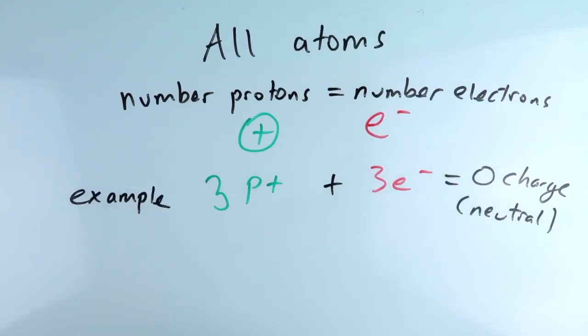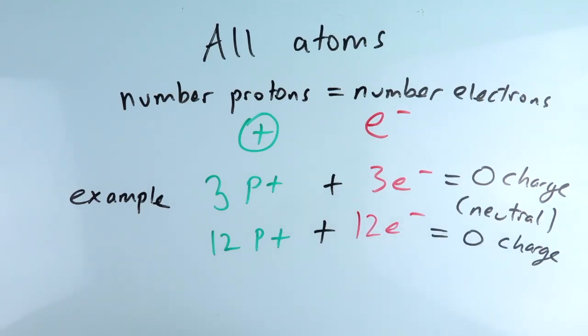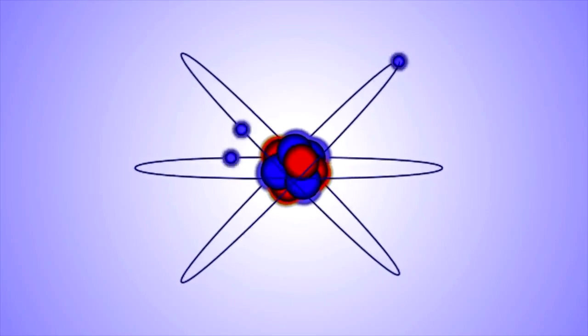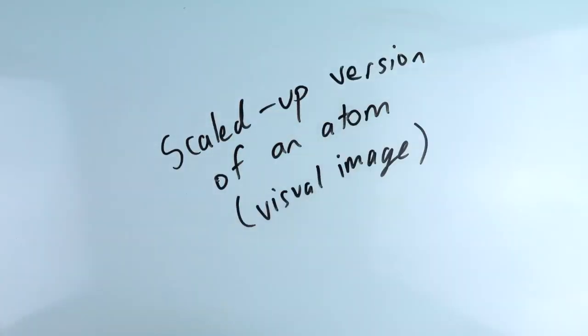Another example, if you had an atom of atomic number 12, that means it's got 12 protons, which means 12 positive charges. It must also have 12 negative charges, so that means it has 12 electrons. So overall, it has 0 charge. If an atom has an overall charge, then we call it an ion, because it must have either gained or lost electrons.